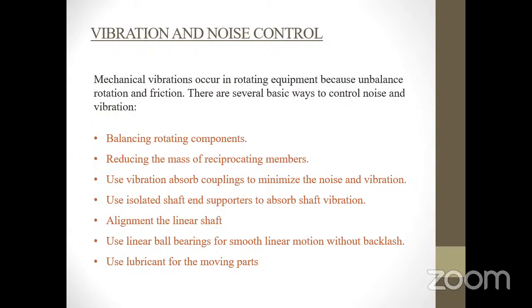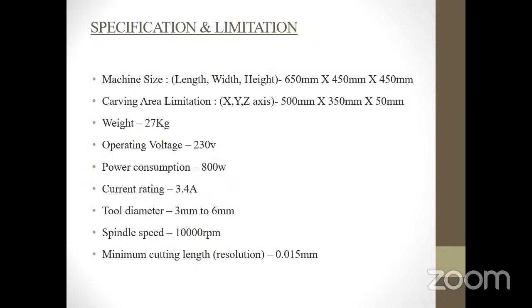Here we show how to minimize the vibration and noise. For example, align all components, use vibration-absorbing couplers between the motors and the shaft or the ball screw, and use lubricant to reduce the friction. And here is the overall machine specification.